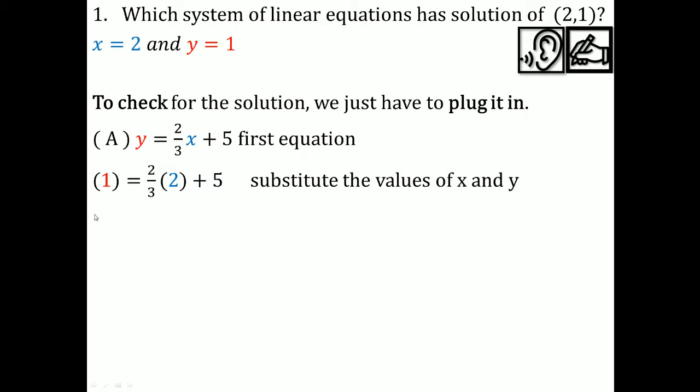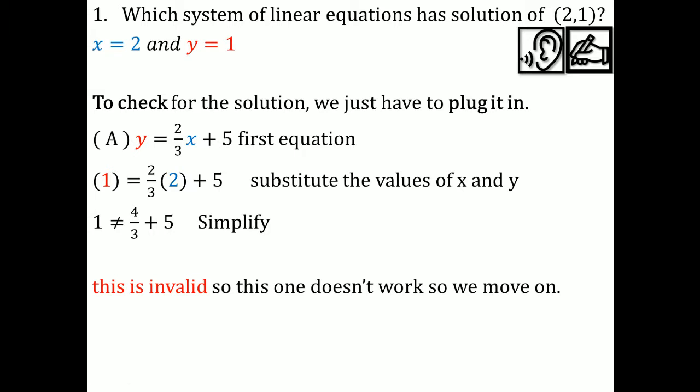y was red, it was replaced by 1, and the blue was the x, and that was replaced by 2. Okay, the substitution occurred. Next, I can simplify. 2 times 2/3 is 4/3, because 2 times 2 is 4, then divide that by 3. Notice, I do not even have to simplify this because I already know 4/3 plus 5 is not equal to 1. The number 5 already shows that it can't be equal to 1. So we know that this is invalid, and once we know it's invalid, we move on to the next one.